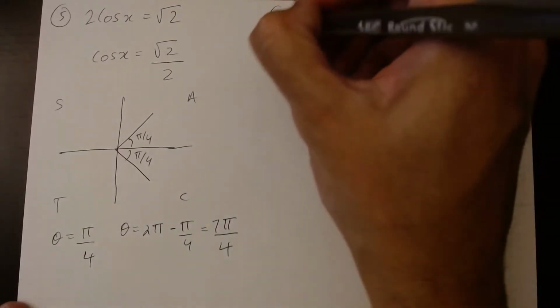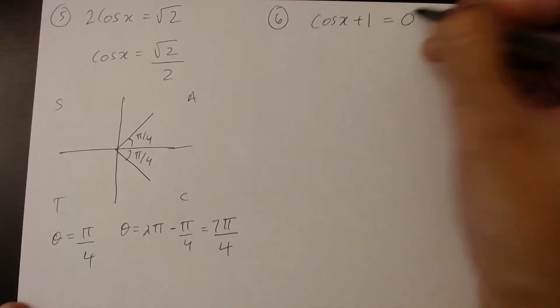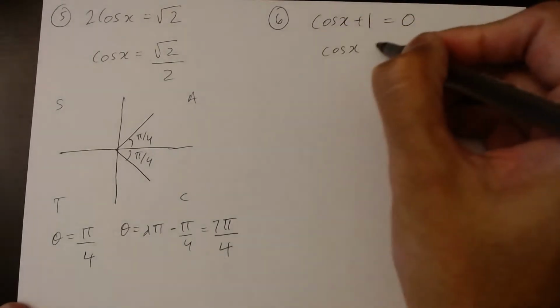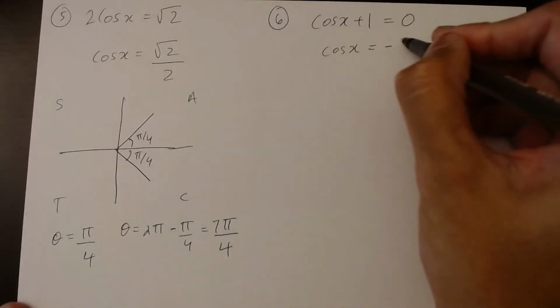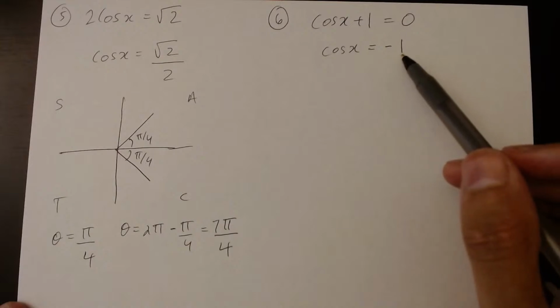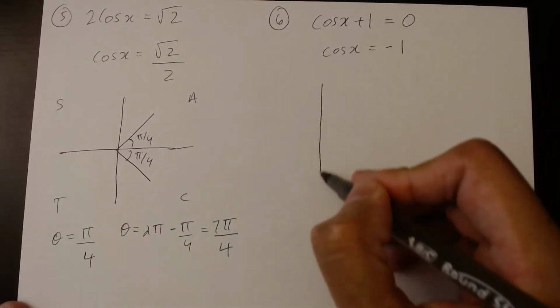Sixth question, this one is slightly different. We have cos x plus 1 equals 0. Then we get cos x equals negative 1. And now I cannot solve this using my CAST rule, because anytime you have a 0, 1, or negative 1 for sine or cos, you have to solve it from your graph.